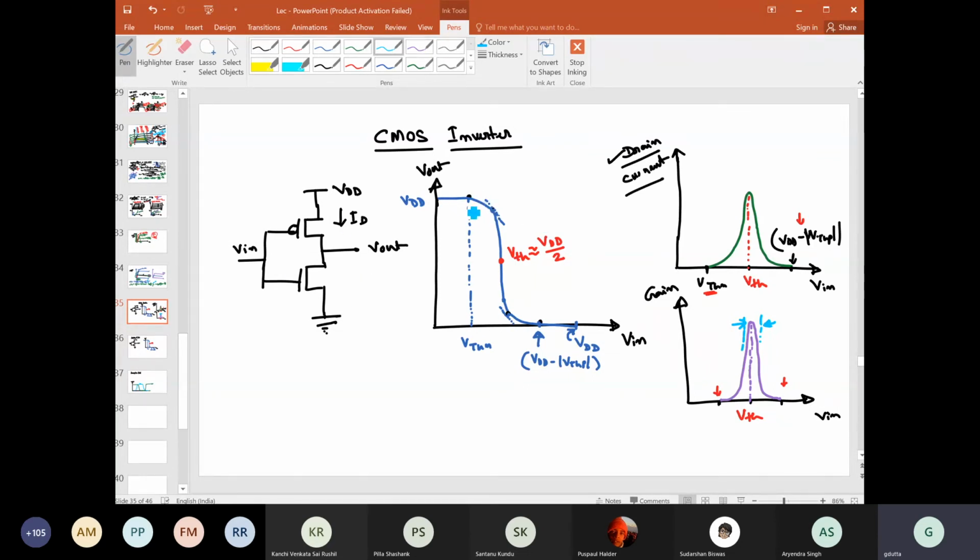You always want to operate either in this region or in this region. This will be the region of interest for the digital IC designer, whereas this will be the region of interest for the analog circuit designer, right? If you really want to use this CMOS inverter as an analog amplifier, right? Okay.